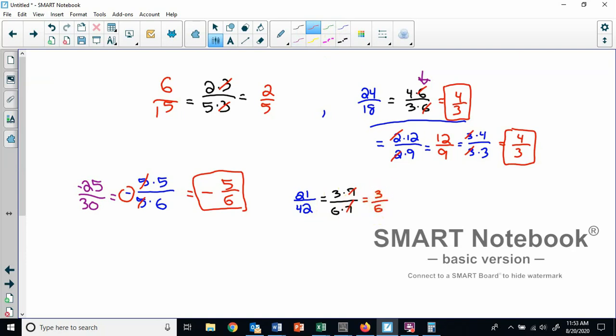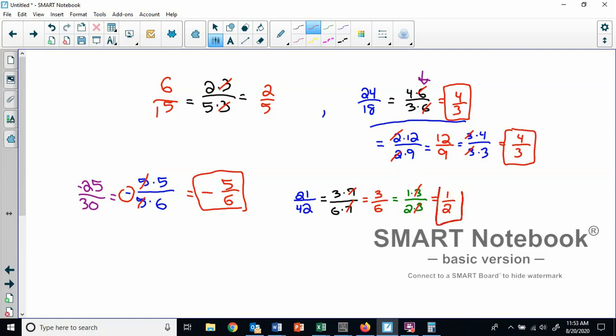And I'm going to ask you, are you done? And you may say, yeah, and I'm going to say, no, you're not, because there is a number that divides evenly into both of these. Because 3 is 1 times 3, and 6 is 2 times 3. Ah, there's more there. So you just get 1/2.